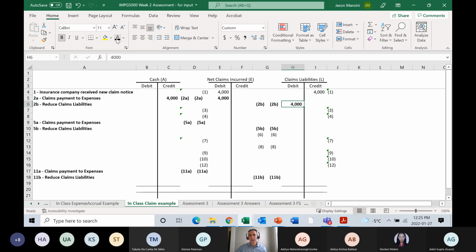Whenever there's a change in our net claims liabilities, the offset, the dual entry, is always going to be net claims incurred. Okay. Whenever there's a change here, there's going to be a net claims incurred. It doesn't work vice versa, because in this case, we had a net claims incurred and the offset was cash. But whenever there's activity in claims liability, we're always going to be matching it with the net claims incurred amount. That would be a good note to make as a reminder.